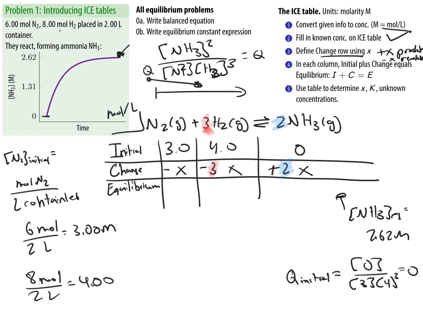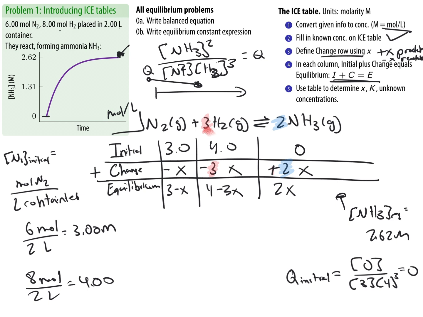Now at equilibrium, I can go in and write initial plus change is equal to equilibrium. So that's always the case here, that these two things add together to get the final value. So I plus C is equal to E. So my equilibrium for N2 is 3 minus X. My equilibrium for H2 is 4 minus 3X. My equilibrium for NH3 is 2X.